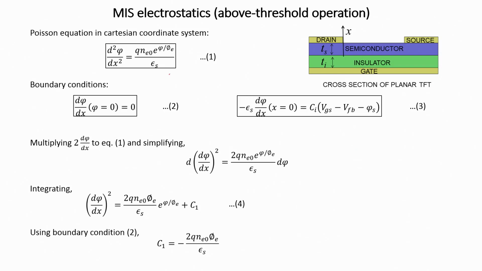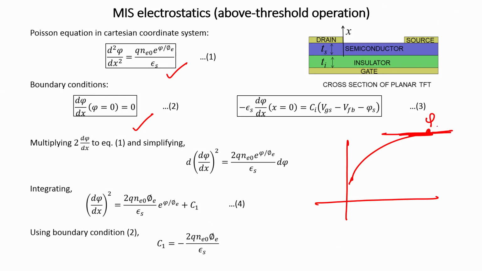So, we have this Poisson's equation to be solved, and there are 2 boundary conditions. The first boundary condition says that when you have band bending in the semiconductor, the point at which phi is 0, that is when we achieve flat band, we have defined phi, the reference potential, as the potential in the bulk. So, when phi is 0, you have a 0 electric field, that is when the bands become flat. The second boundary condition has got to do with the interface, and what we say there is that the electric displacement, which is the permittivity times the electric field at x equal to 0, is given by Ci into Vgs minus Vfb minus the surface potential. So, that is the second boundary condition.